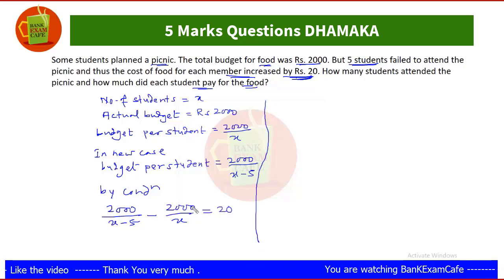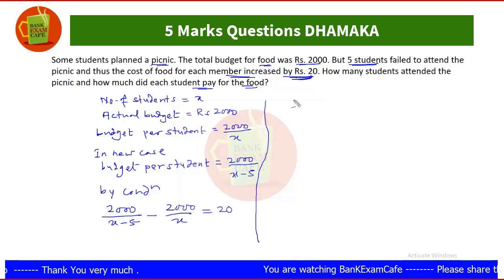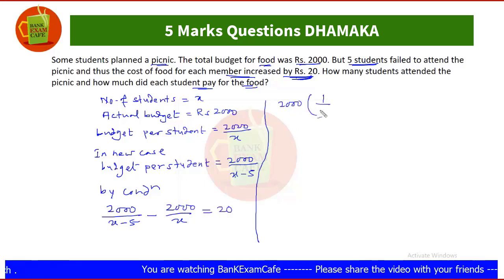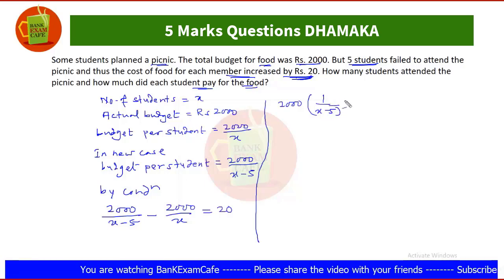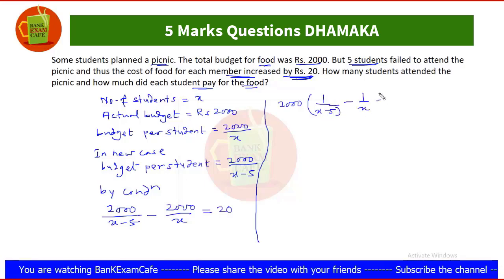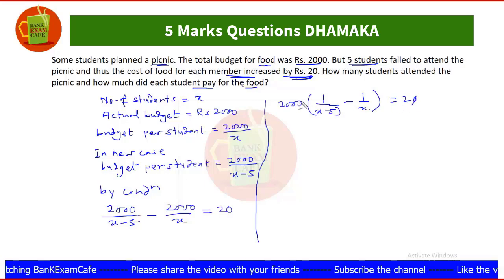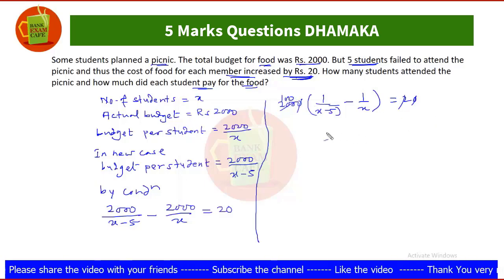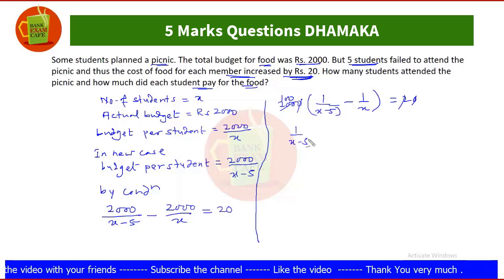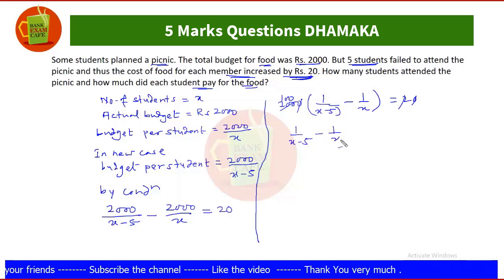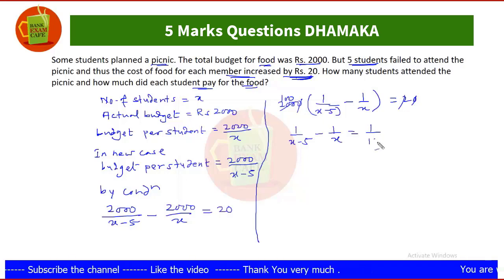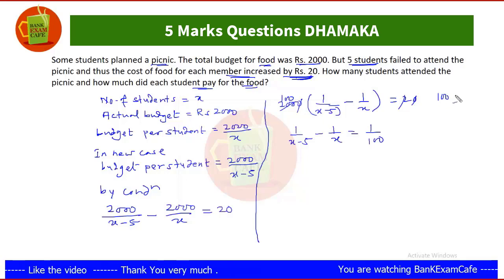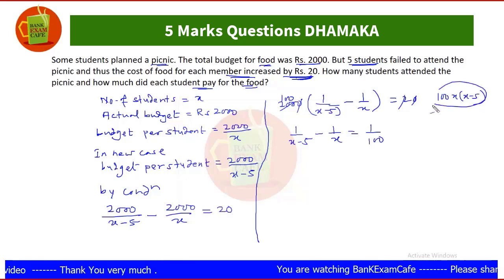So here 2000 will be the common factor, and so we will get 2000 into the bracket 1 by x minus 5 minus 1 by x, which is equal to 20. This 0 will get cancelled, 2 1s are 2 and 200s are, so this 100 will go to this side, and we will get 1 upon x minus 5 minus 1 upon x is equal to 1 by 100. So taking LCM throughout the equation, it will be 100 into x into x minus 5. This will be the LCM.